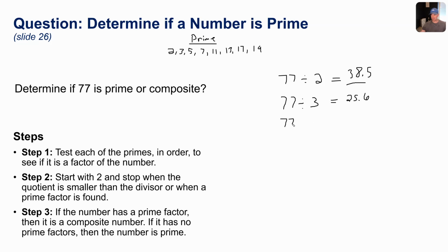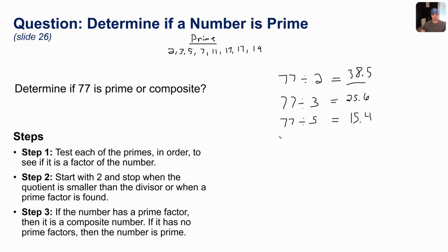If I did 77 divided by the next prime number, which is 5, 77 does not end in 5, so it's also not divisible by 5. If you put this in your calculator and did 77 divided by 5, you get 15.4 here.